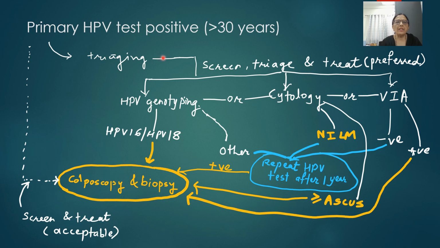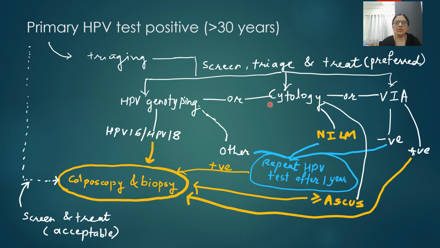So how to do the triaging? We can do triaging with a primary HPV test result showing being positive. Triaging can be done by using either HPV genotyping, cervical cytology or VIA. And remember that all these three have equal importance. There is nothing like genotyping is superior to cytology or VIA is inferior to these two, because one has to use according to whatever facilities are available. That is the main concept behind that.